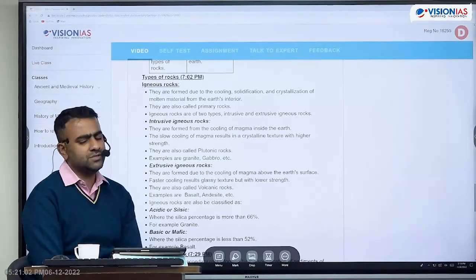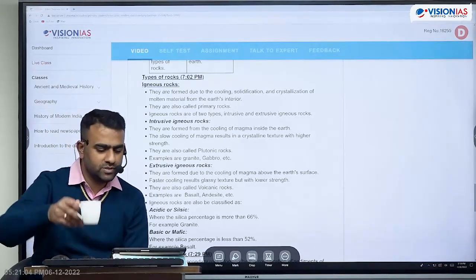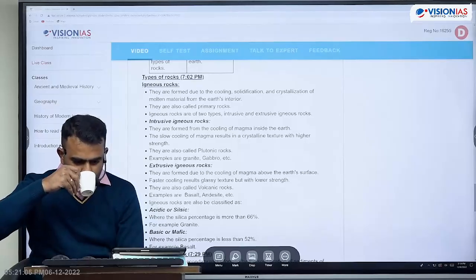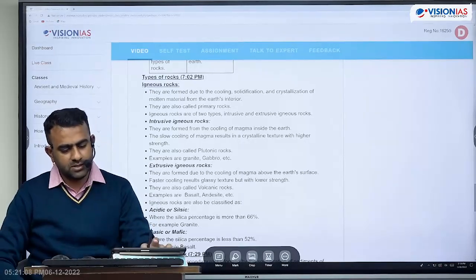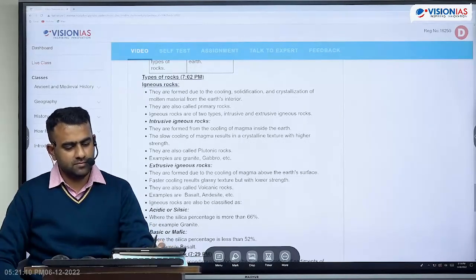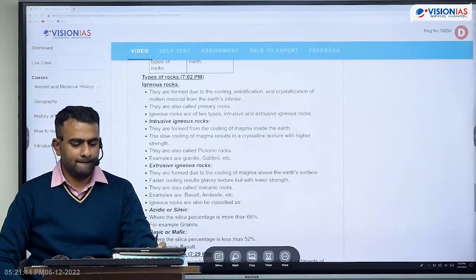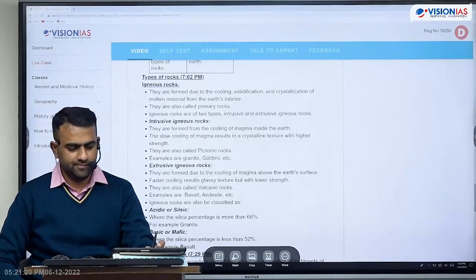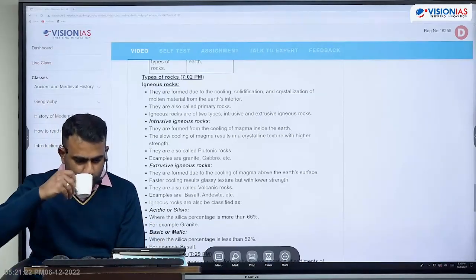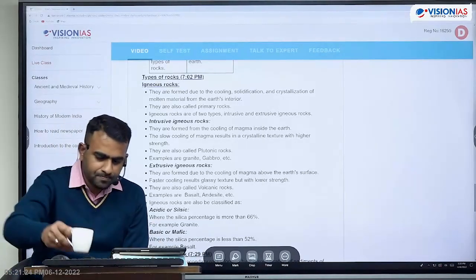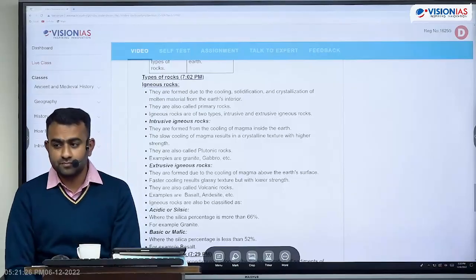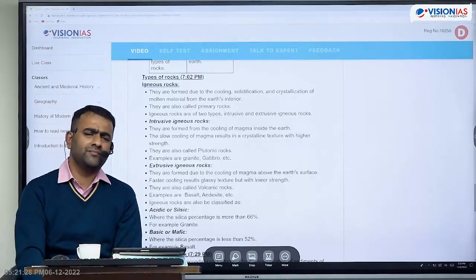Examples of sedimentary rocks: sandstone, chalk, then clay, then और gypsum. ठीक है, और ठीक है, coal in a way.